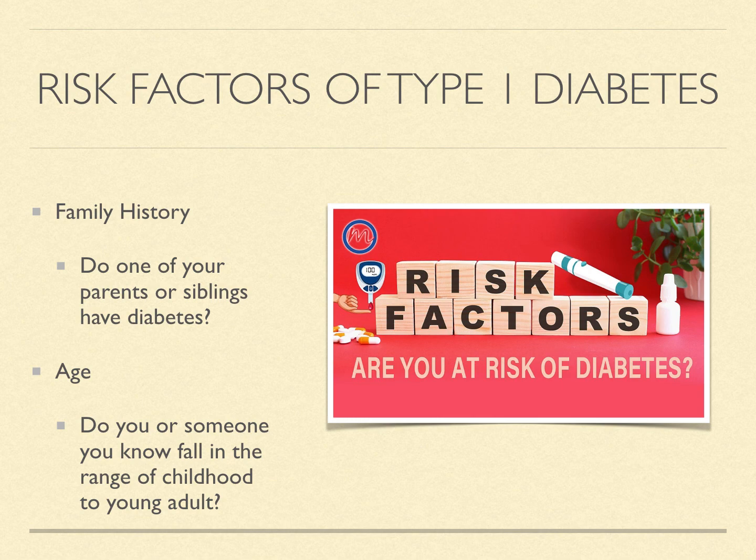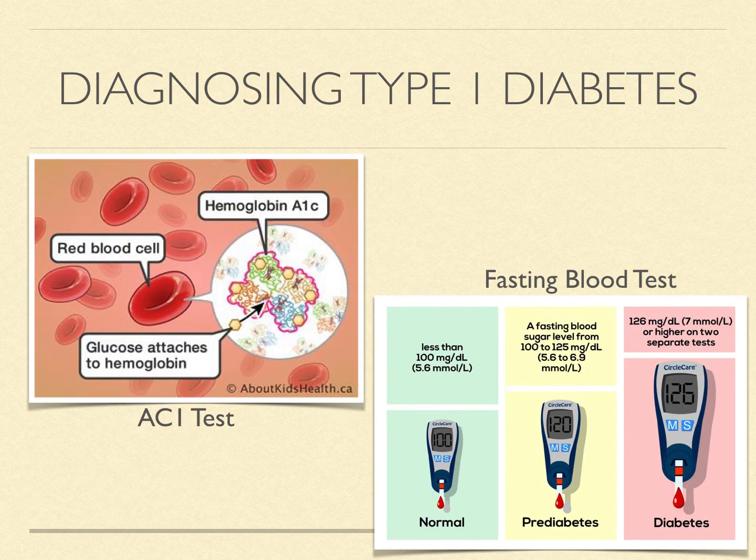Although there isn't one specific cause for type 1 diabetes, some of the risk factors include family history and age. If you have a parent or a sibling with type 1 diabetes, you have a higher chance of also being diagnosed. In addition, you can get type 1 diabetes at any age, although it's more likely to develop during childhood, teenage years, or as a young adult.